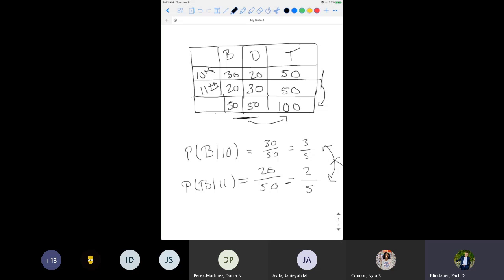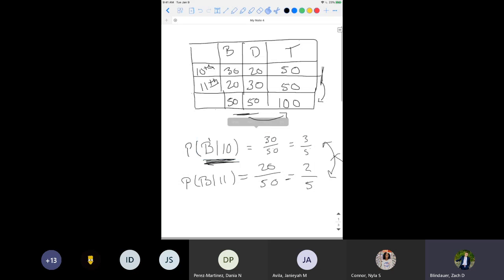Notice this is called a given statement. Probability of liking bowling given 10th grade. That's how we would say it.